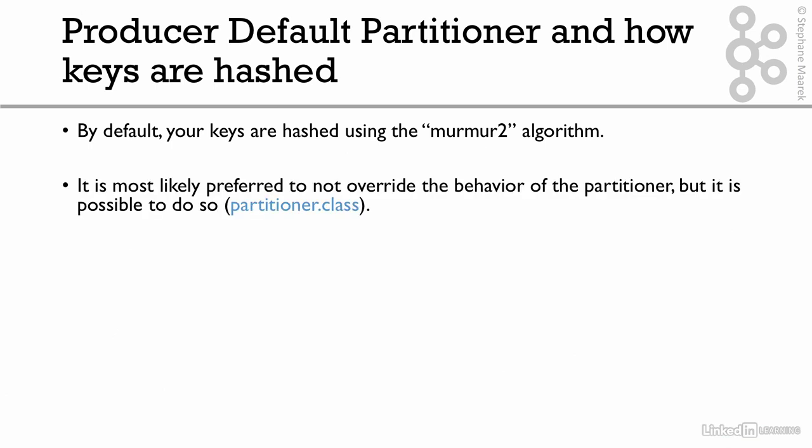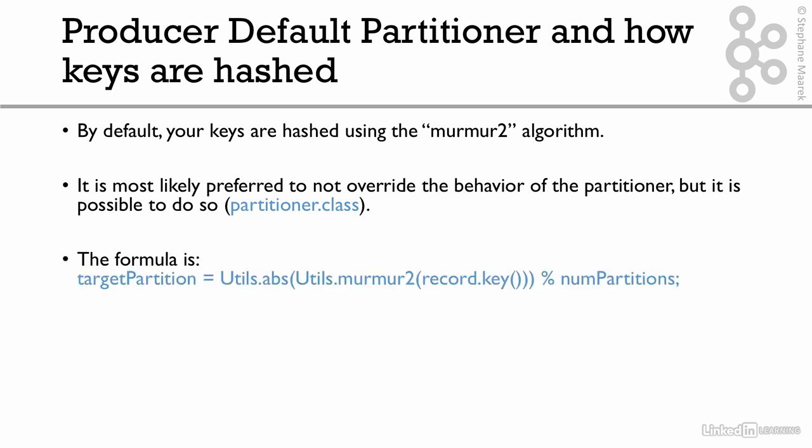Now, it's most likely preferred never to override the default partitioner, but it is possible to do so. If you wanted to provide your own partitioner class and get more control over how it works, you could have a setting in the producer called partitioner.class. Overall, I never recommend people override this class unless they know exactly what they're doing.